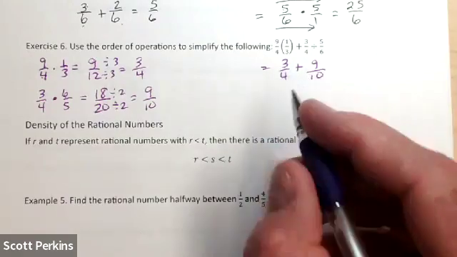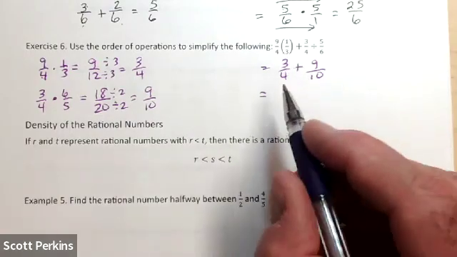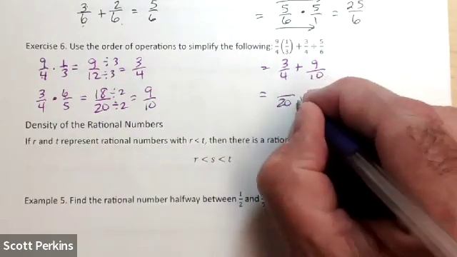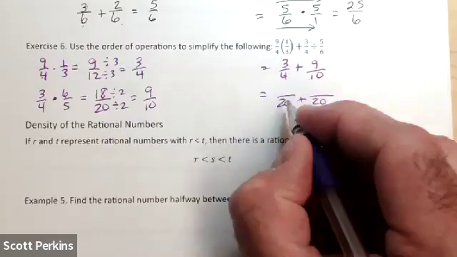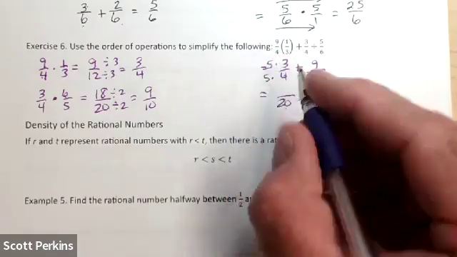Now I've got to add these two numbers, so I need a common denominator. Again, use your strategy of the least common multiple. The least common multiple of both of these, of 4 and 10, is going to be the number 20. 4 times what is 20? Well, 4 times 5. So 3 times 5 is 20.